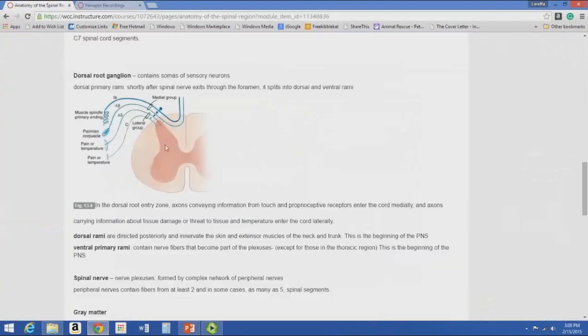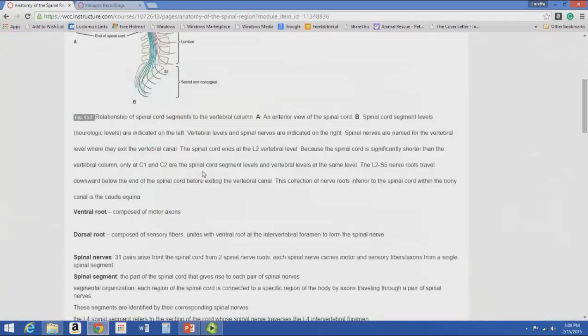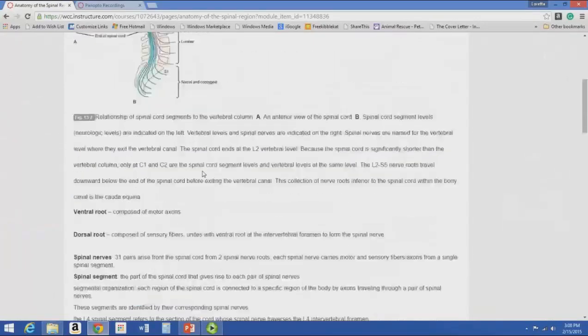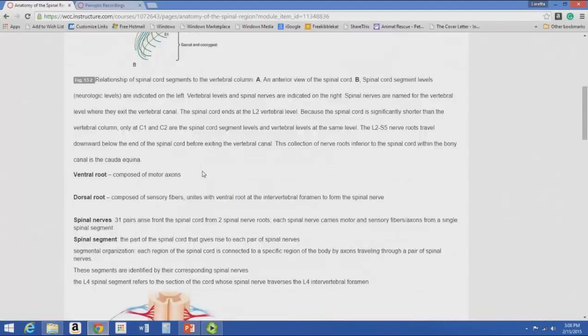The spinal cord itself, we talk about it being arranged segmentally. So each segment has a dorsal root and a ventral root. We know from previous chapters the ventral root is composed of motor axons, the dorsal root is composed of sensory fibers, and those two nerve roots unite at the intervertebral foramen and they form the spinal nerve. So there are 31 pairs of spinal nerves that arise from the spinal cord, and there are two spinal nerve roots, one on each side. And each spinal nerve carries motor and sensory fibers, and the axons are from that single spinal segment.